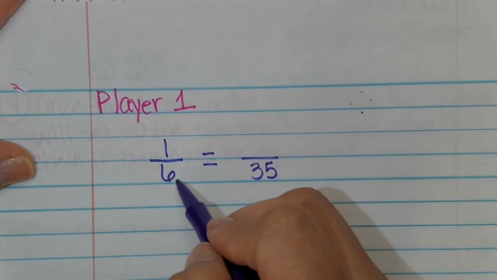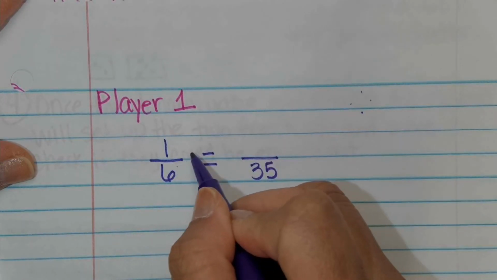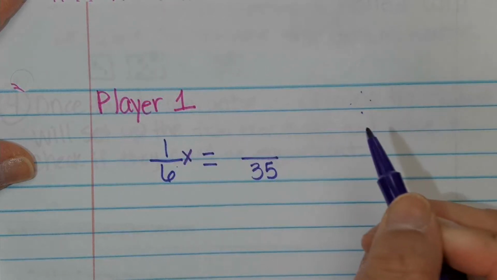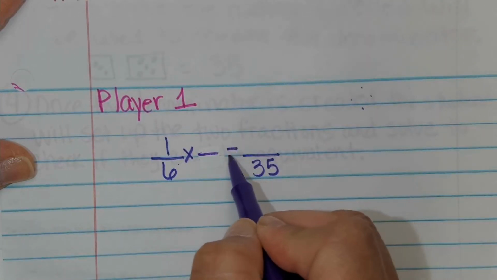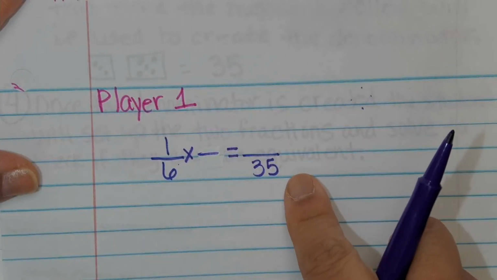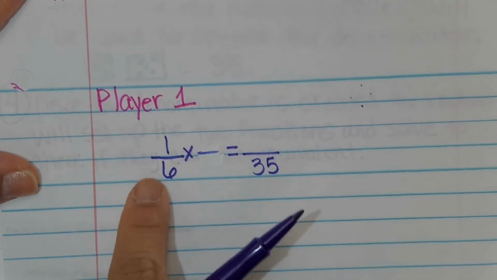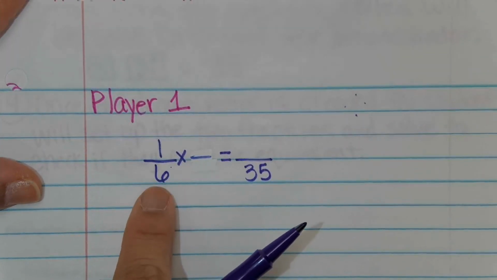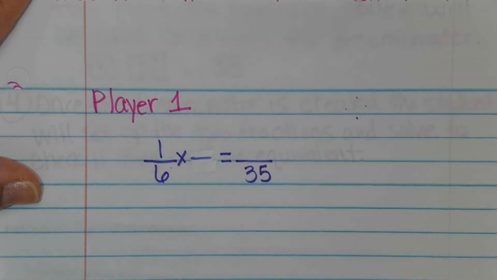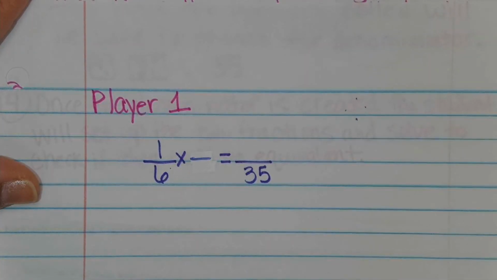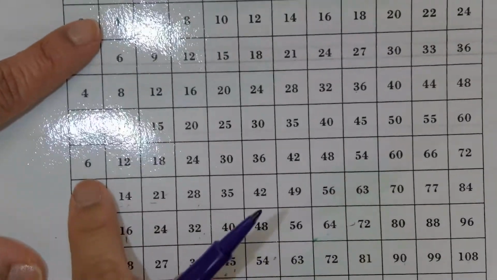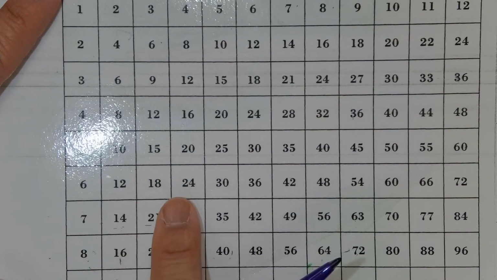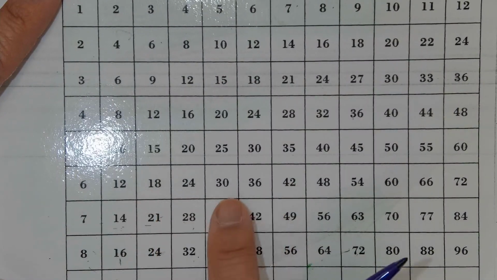So 6 times something has to equal blank over 35. Okay, so I'm trying to solve for these two. So what I'm going to use is I'm going to count by sixes. The reason I said to take out your multiplication chart is if you are still struggling with your sixes, you can use your multiplication chart. So let's count by 6 till we get to 35. Let's see if we can. 6, 12, 18, 24, 30, 36. 36 is too much. So no, we cannot get to 35.